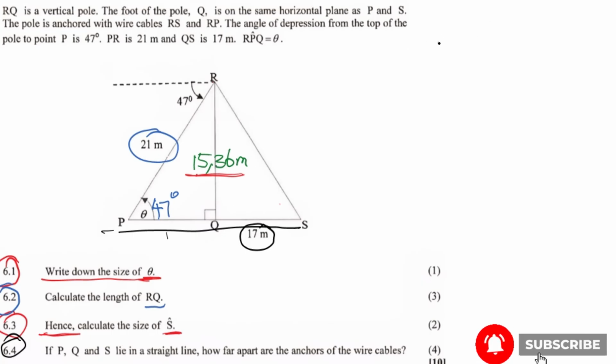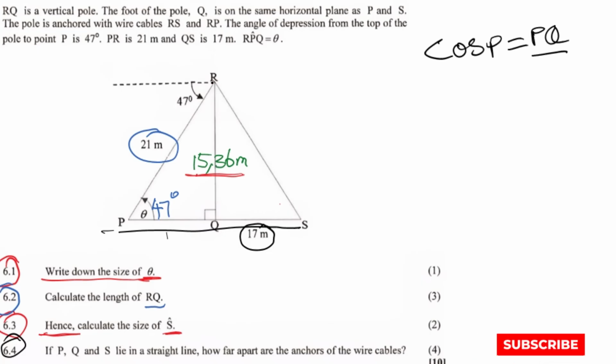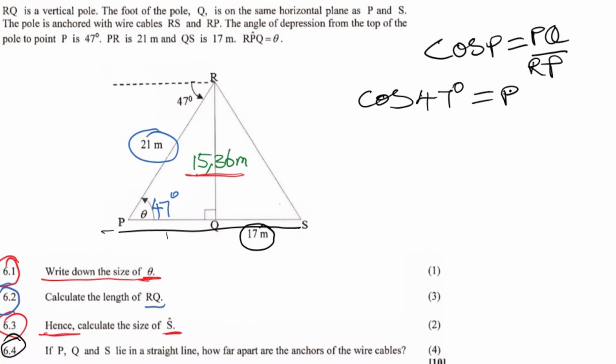So we will say cos P is equal to the adjacent side, that is PQ, the one that we are looking for, divided by RP. Now this will give us cos 47 degrees is equal to PQ divided by 21. So we will have 21 there, all over 1.